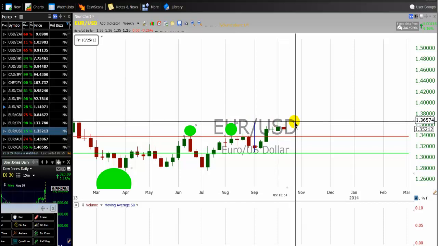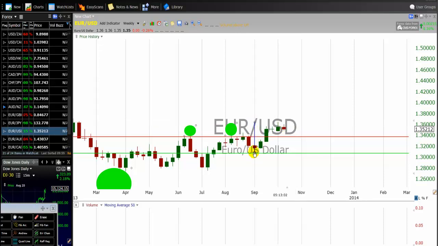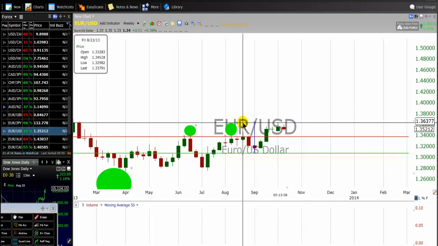Look where the euro stopped. Can you see the target? It stopped on the dot on the target. 136.47. This is the target for this trade from here to this level here. Beautiful, isn't it? Very beautiful.